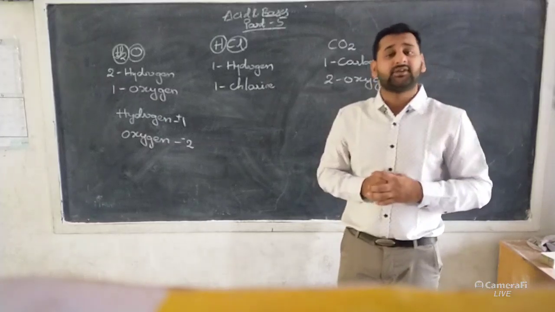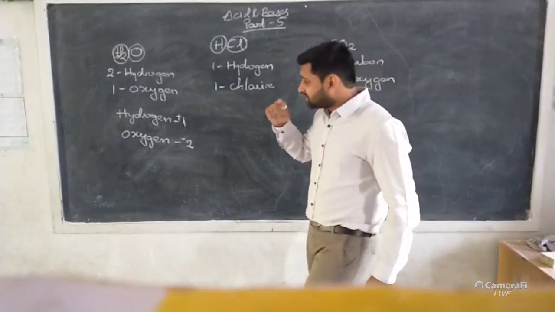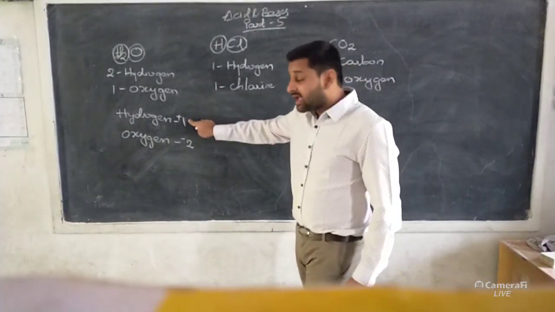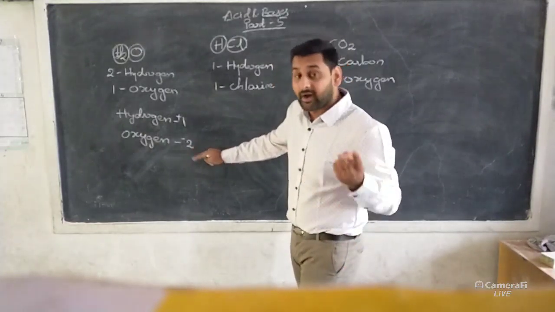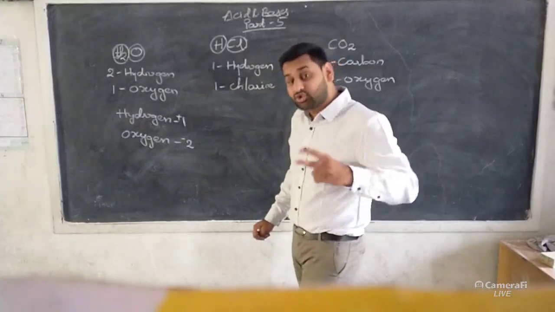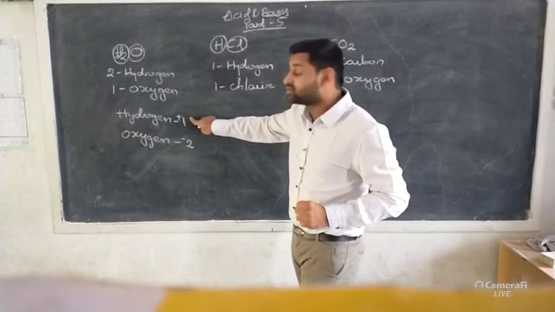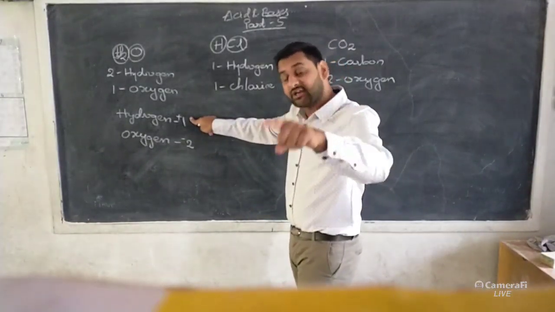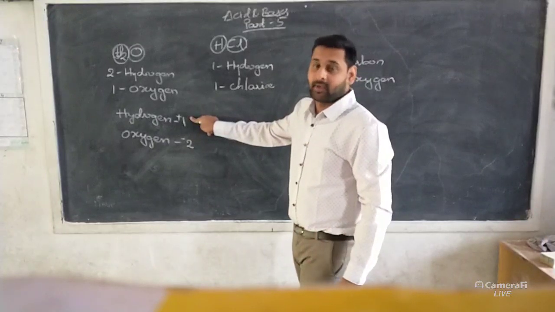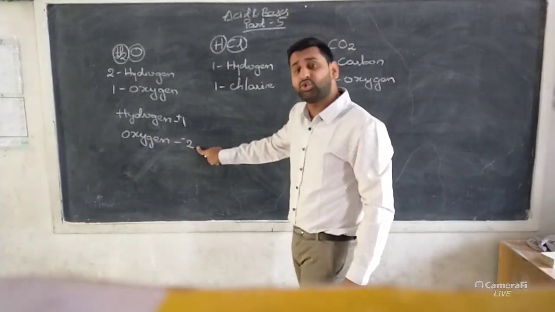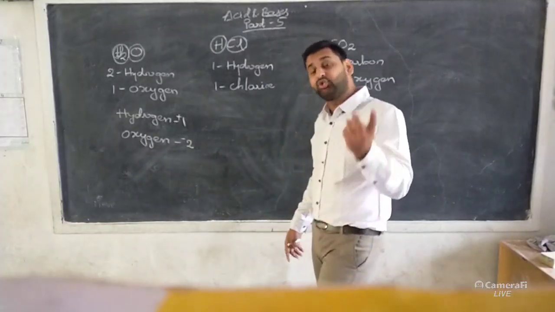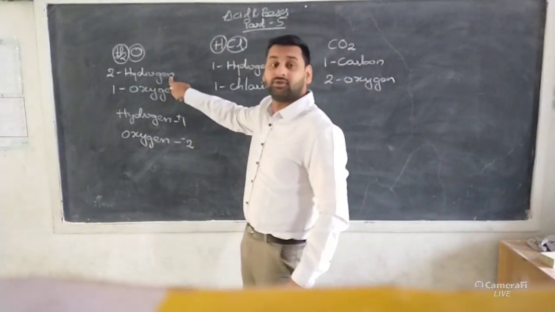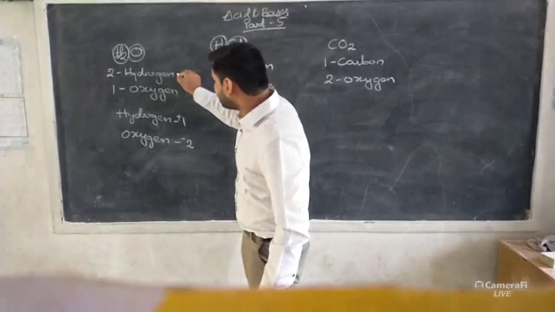The first thing is, see, hydrogen has a value of 1, and oxygen is lacking 2 electrons. Hydrogen has 1 additional electron to give. But oxygen needs how many? 2 electrons. So for that reason, I am taking 2 times hydrogen. That's what I am doing. 2 times.